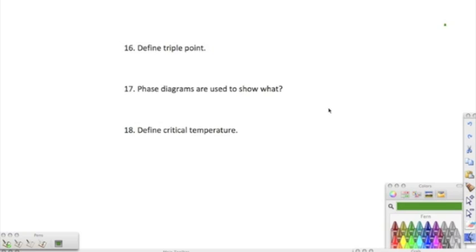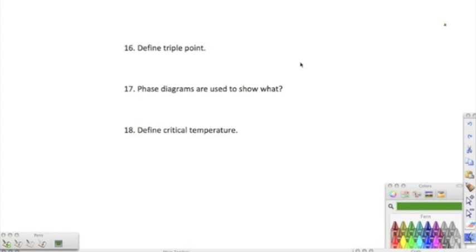Number 18, it says define the critical temperature. The critical temperature is the temperature at which a gas can no longer be compressed at any pressure back to a liquid. So it's the temperature at which we can no longer have the liquid phase. We can only have the gaseous phase no matter what the pressure is.